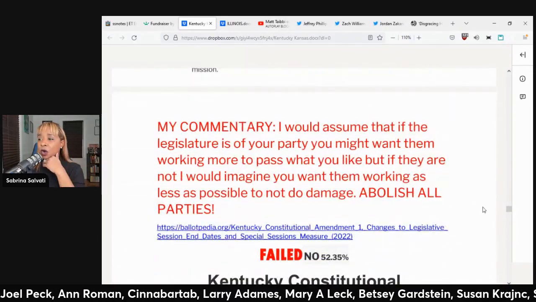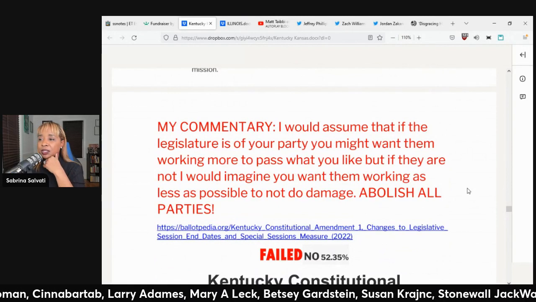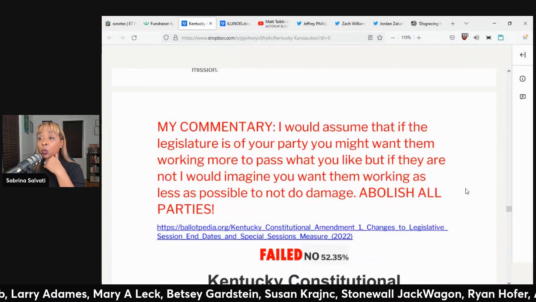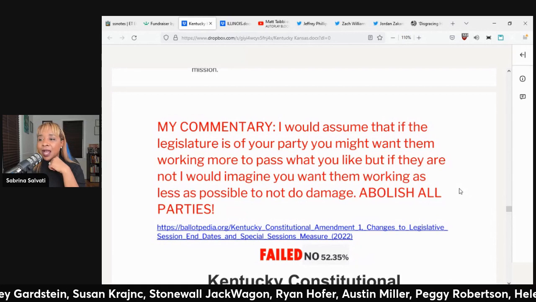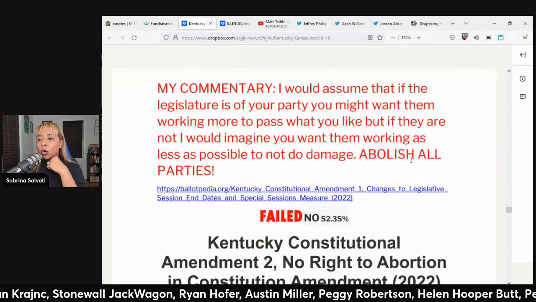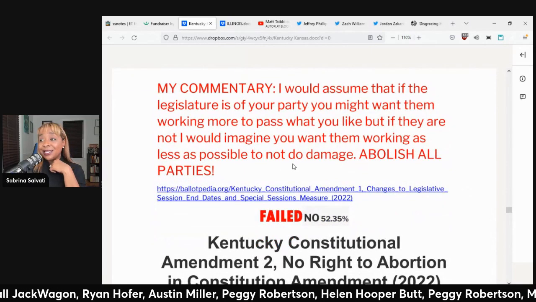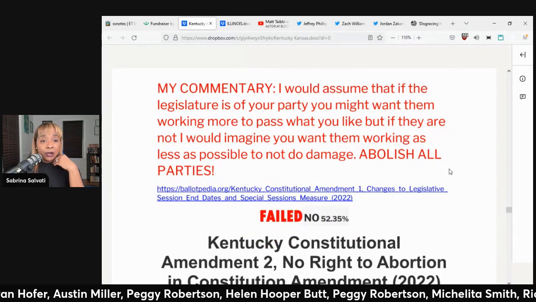Another note here from Roger, I would assume that if the legislator is of your party, you might want them working more to pass what you like. But if they are not, I would imagine you want them working as little as possible to not do damage. Abolish all parties.